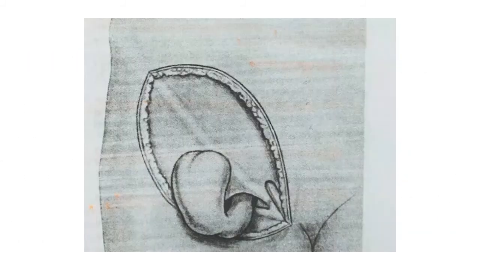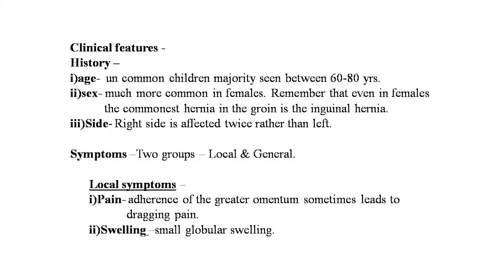Now this is the clear picture showing the course of the fully developed femoral hernia. Now the clinical features. History should be taken and is important. Age: uncommon in children, the majority are seen between 60 to 80 years. Sex: much more common in females. Remember that even in females, the commonest hernia in the groin is the inguinal hernia.